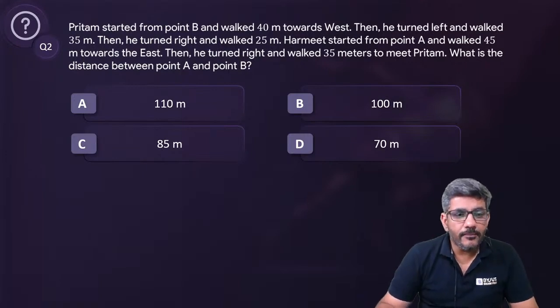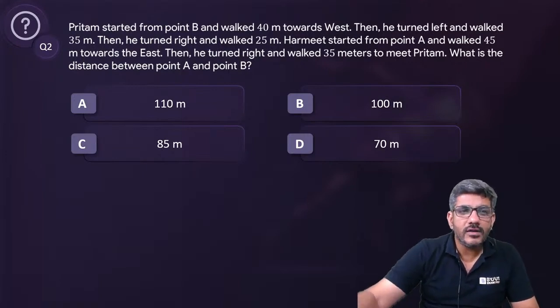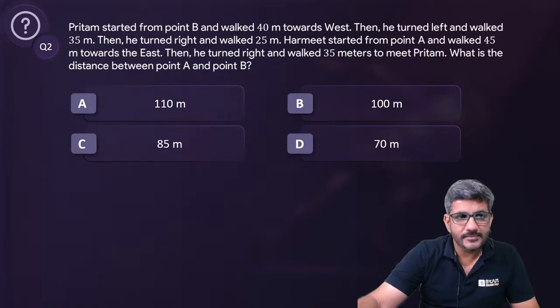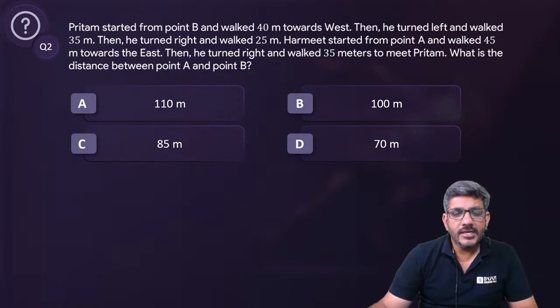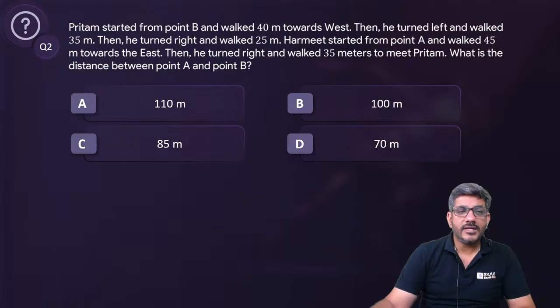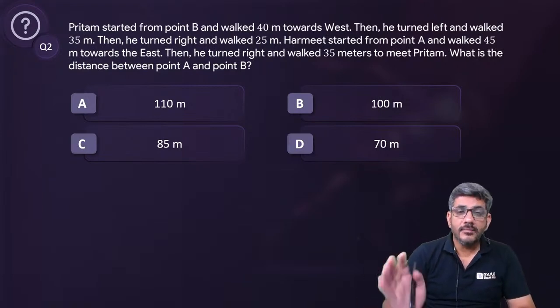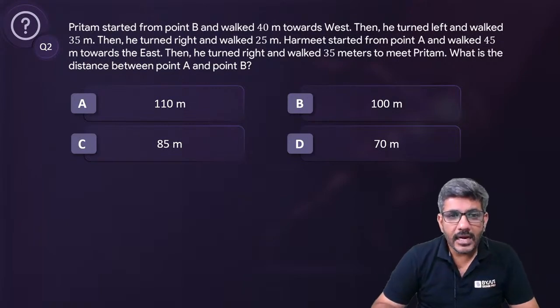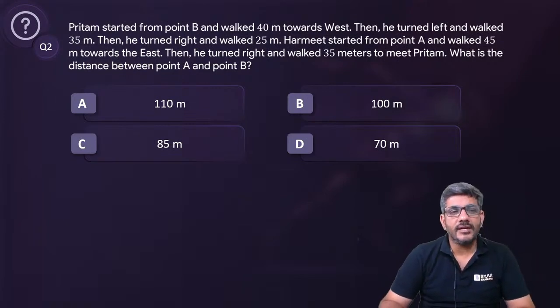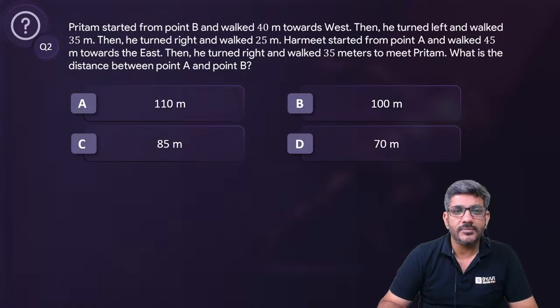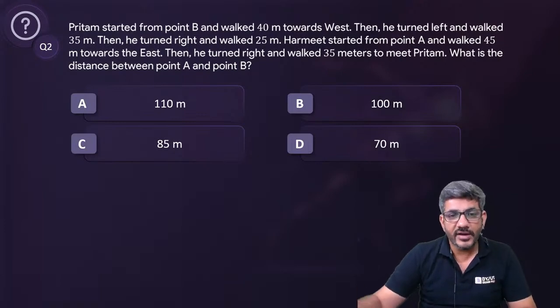Preetham started from point B and walked 40 meters towards west. After that, he turned left and walked 35 meters. Then he turned right and walked 25 meters. Harmeet started from point A and walked 45 meters towards east. Then he turned right and walked 35 meters to meet Preetham. What is the distance between point A and B?